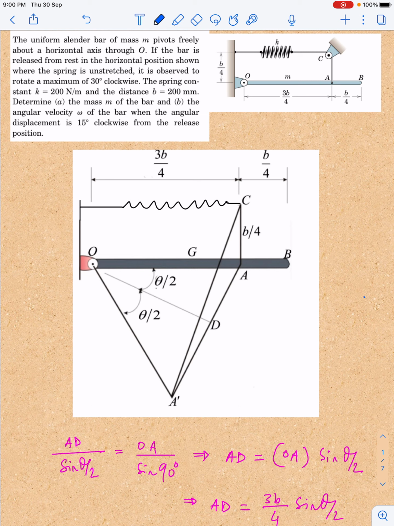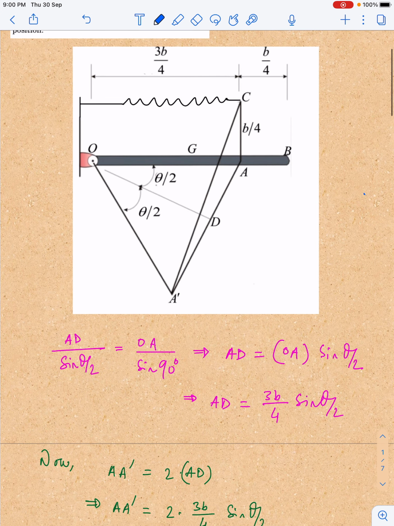They're saying that if the bar is released from rest in the horizontal position where the spring is unstretched, it is observed to rotate a maximum of 30 degrees clockwise. The spring constant K equals 200 Newton per meter and distance b equals 200 millimeter. Determine the mass M of the bar. That means if after rotation of 30 degrees the bar comes to rest, what is the corresponding mass of the bar?